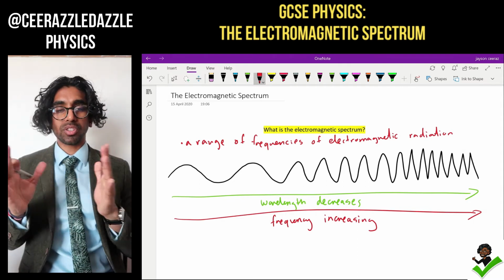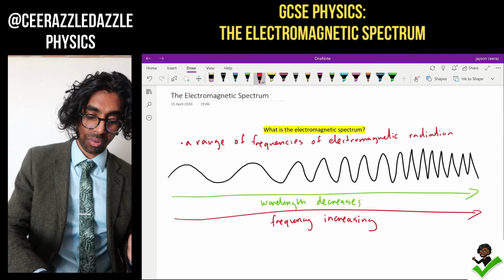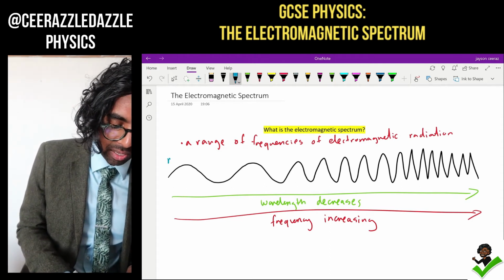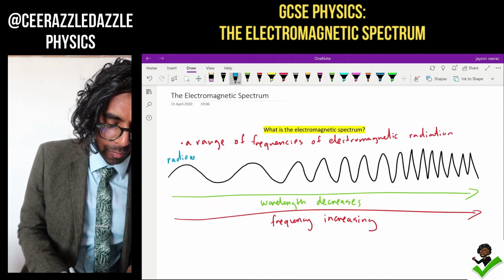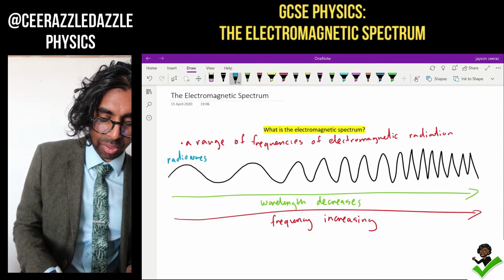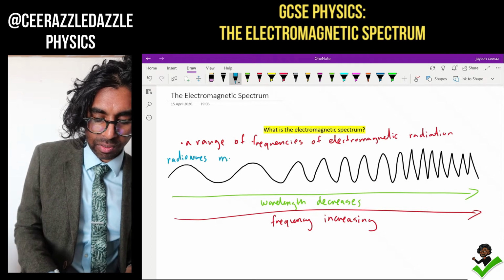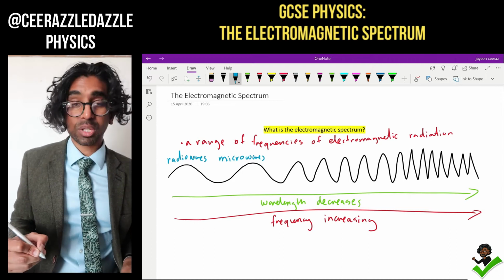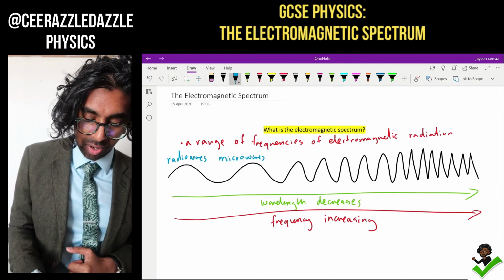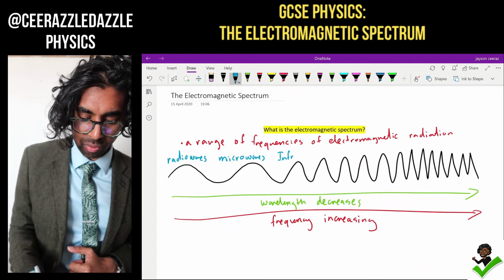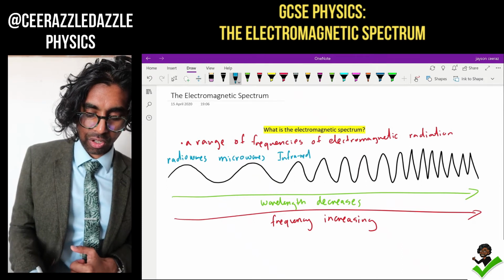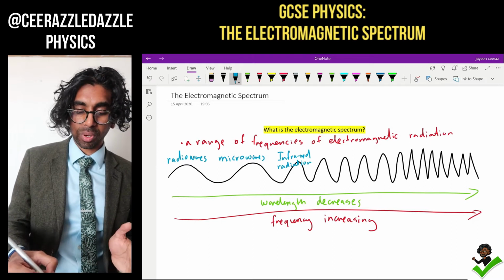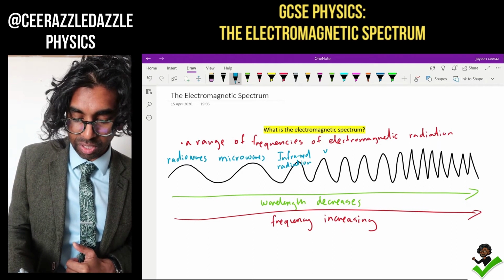Now, there are different parts of the spectrum. We're going to label them today. Right on where there are the longest wavelengths, this is radio waves. The next one along is going to be microwaves. The next one will then be infrared radiation. And then afterwards, we're going to end up with visible light. So this is the visible light spectrum.